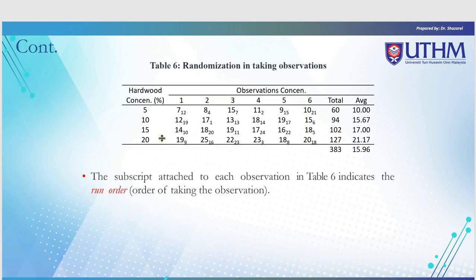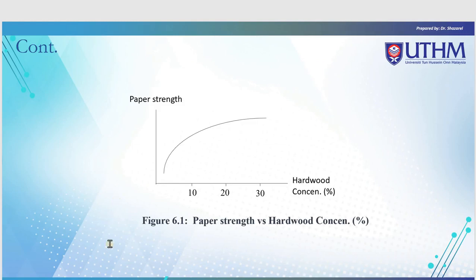Then from the output or the observations, we can plot a graph for this example. The paper strength is on the y-axis, and the hardwood concentration percentage is on the x-axis. So we can plot the graph.